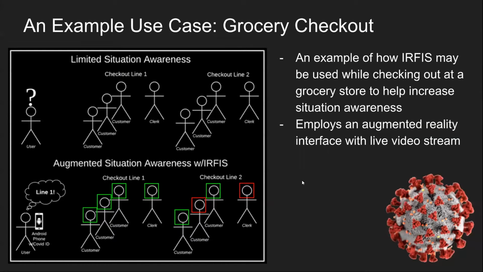Imagine a cautious user is at the store and wants to minimize their risk of exposure to COVID-19 at the checkout lines. Using the COVID ID Android application's augmented reality interface, the user could point their phone at each line and the system would highlight users that are exhibiting unusually high skin surface temperatures, which may indicate fever. The user could then choose to join the line with less risk. This augmented situation awareness is exactly what IRFIS was made for.